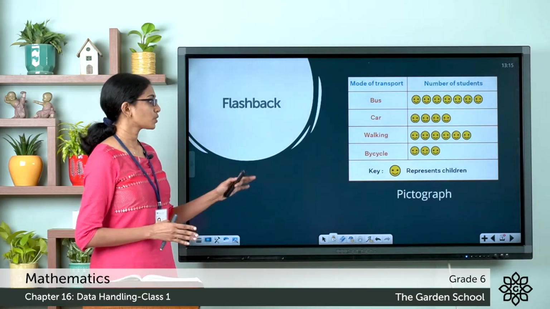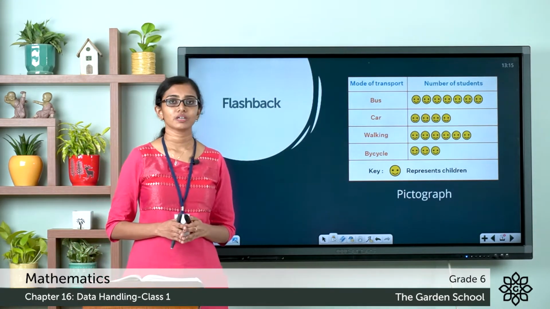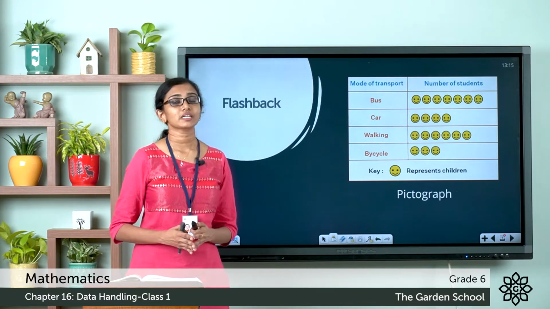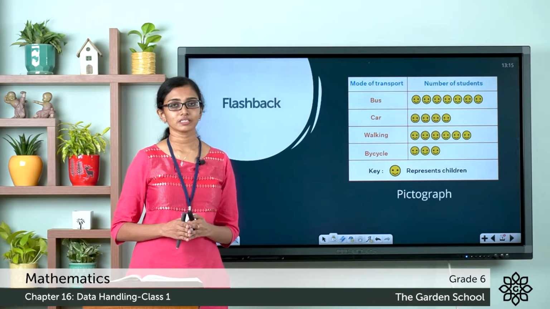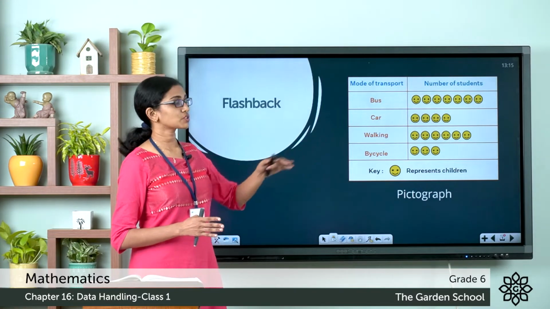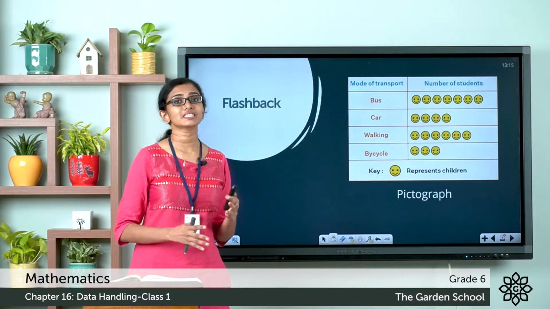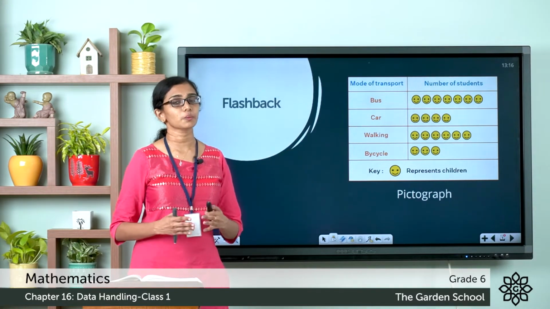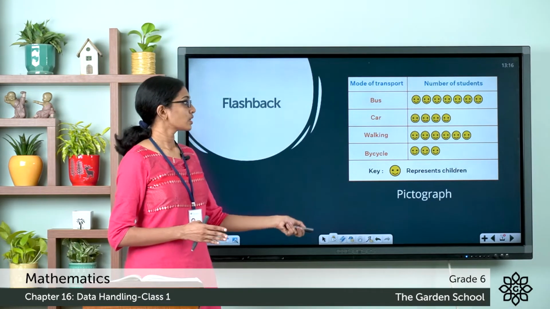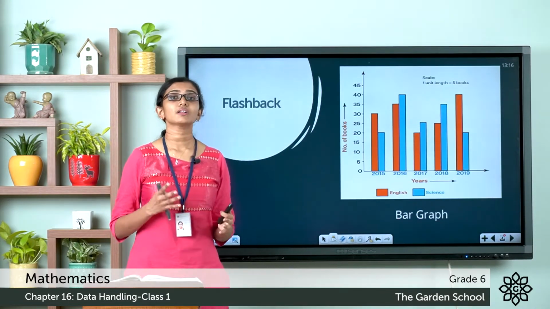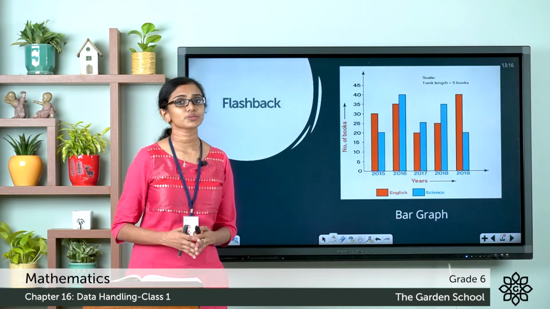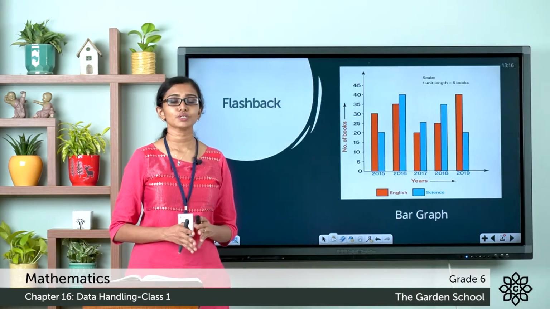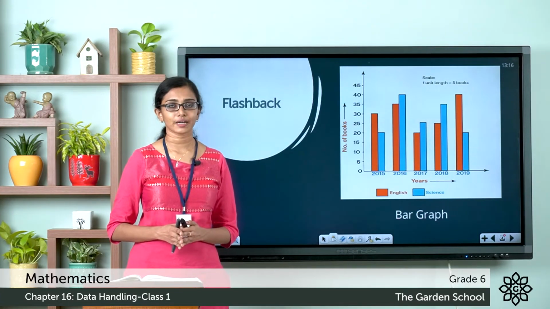So here what you see is called a pictograph. This is a way to represent data using pictures or symbols. Here you can see a picture or symbol is used to represent some kind of data or some kind of information. Now, what you see here is called a bar graph. Here we make use of rectangular bars to represent some kind of data.